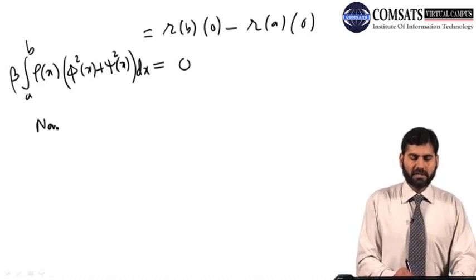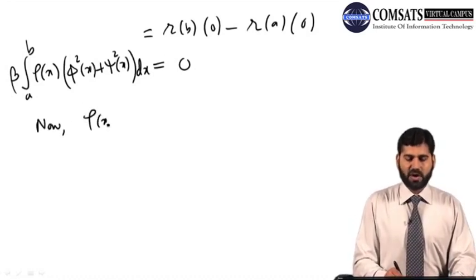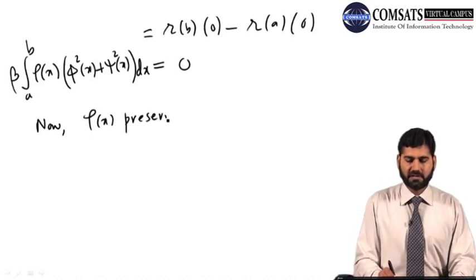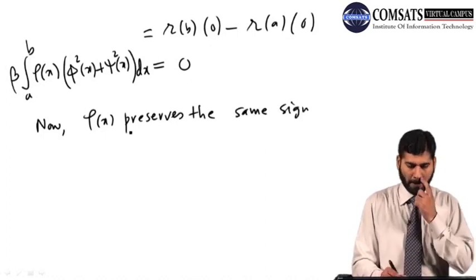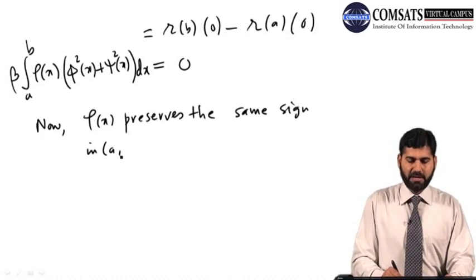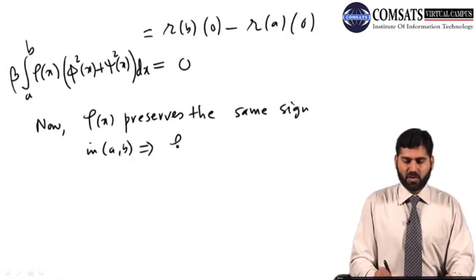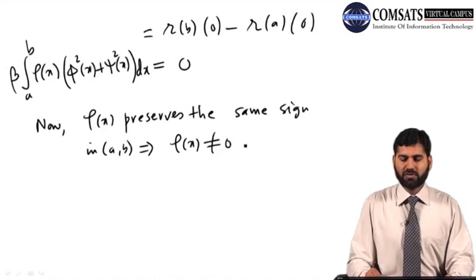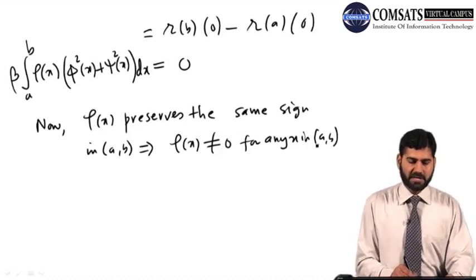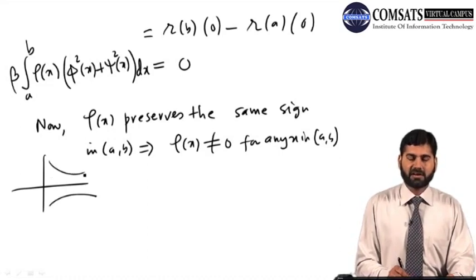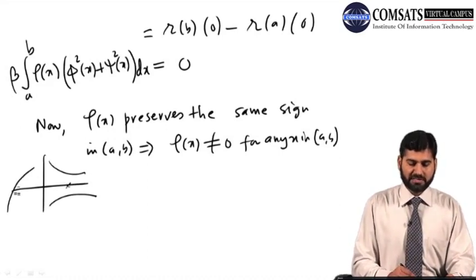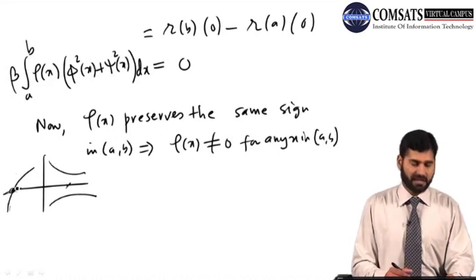Alright, now according to the given condition that rho(x) preserves the same sign in (a, b), it means rho of x will never be equal to 0 for any x in (a, b). Because you see, if your function preserves only negative sign or positive sign, it means it will never be 0, because to cross the x-axis you have to change your sign.